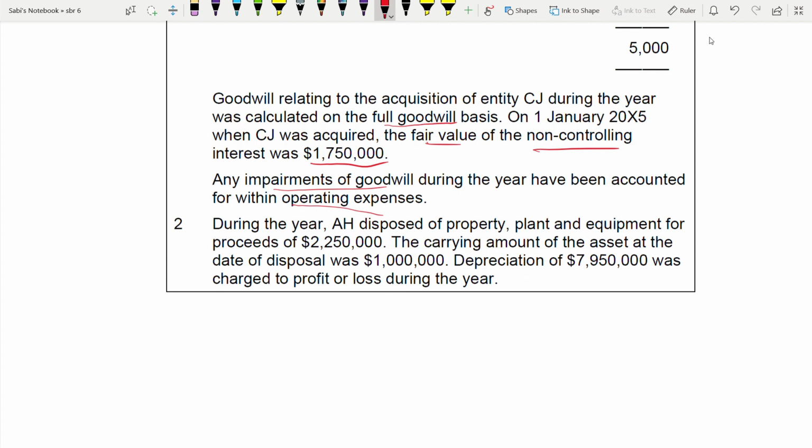During the year, AH disposed of property, plant and equipment for proceeds of 2.25 million. Carrying amount of the asset is 1 million. Depreciation is 7.9 million.